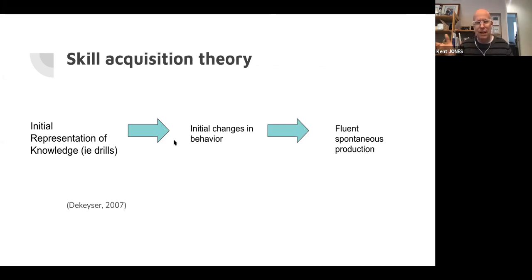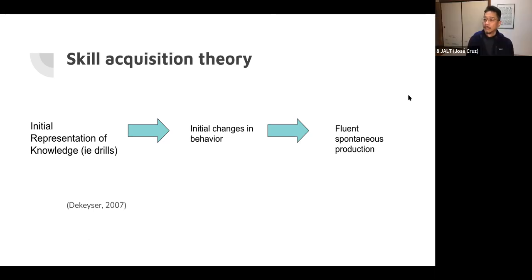So basically, skill acquisition theory, you can think about it as a kind of continuum. It starts out with the initial representation of knowledge. In our case, we're going to be talking about language drills, but we didn't quite like the word drills, so controlled practice anyway. And through that controlled practice, it leads to initial changes in behavior. Basically, that's the learning process, kind of interlanguage. And then through this process of practice, it eventually leads to fluent, spontaneous production. And so that's basically how this continuum, which DeKeyser formulated in 2007, that's what this theory proposes.